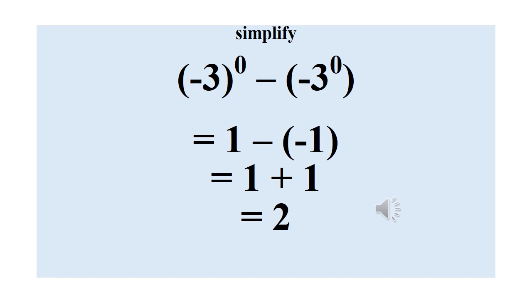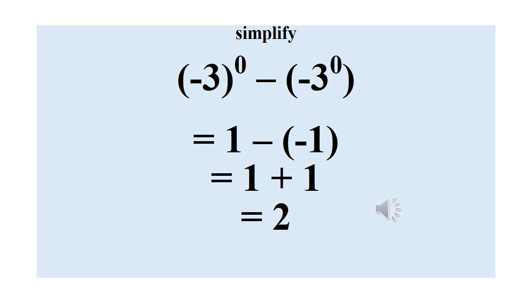Now if you take note very well, in the first one, minus 3, the power 0 is outside the bracket. The second one, the power 0, is inside the bracket. For the first one, minus 3, it means the 0 there is affecting both the sign minus and 3.